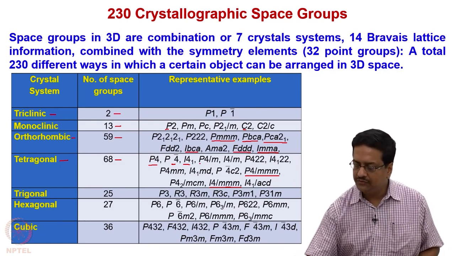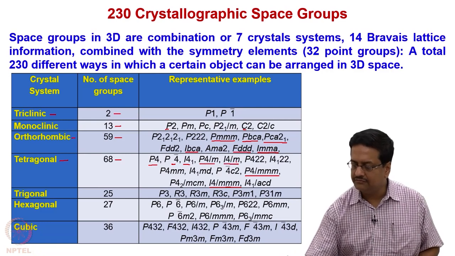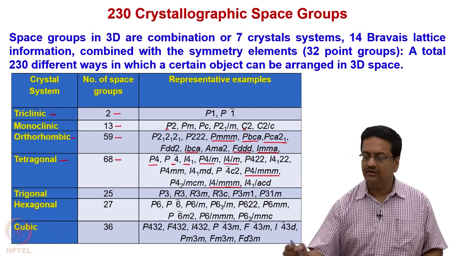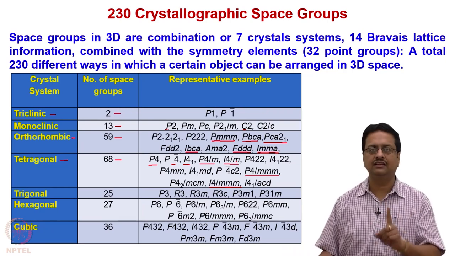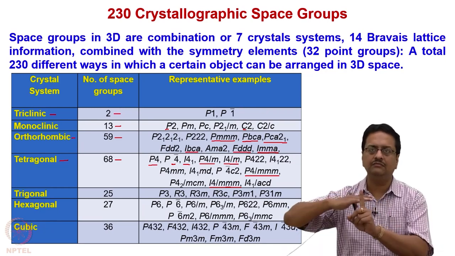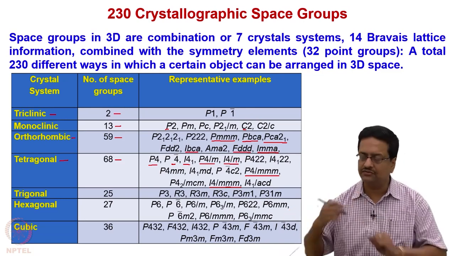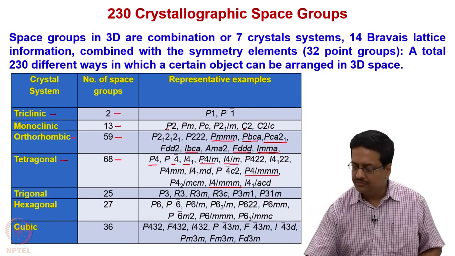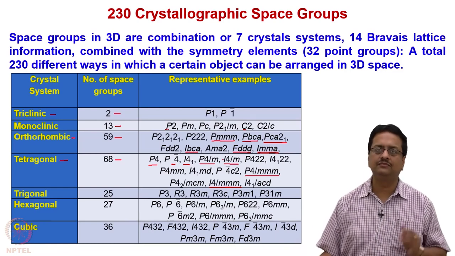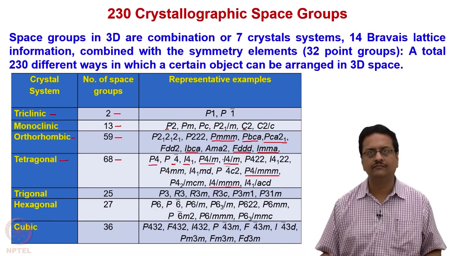When we say P4/m or I4/m, it means you have a four-fold axis along Z and a mirror perpendicular to that four-fold axis. That means the mirror is perpendicular to Z. The P and I, as usual, signify primitive and body-centered lattices.